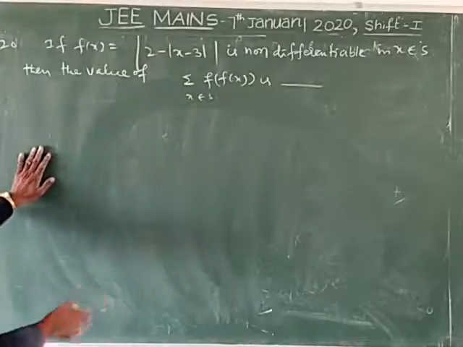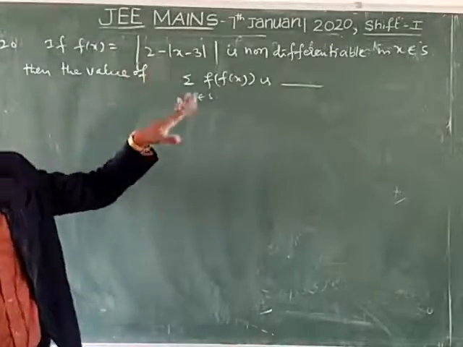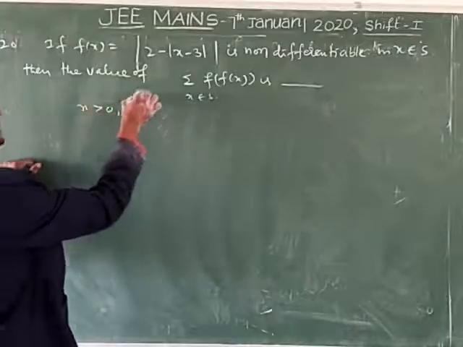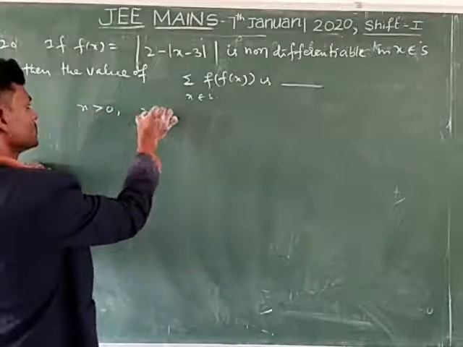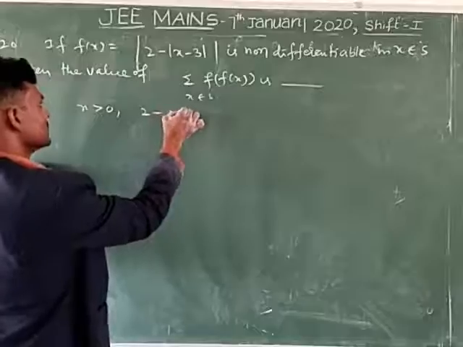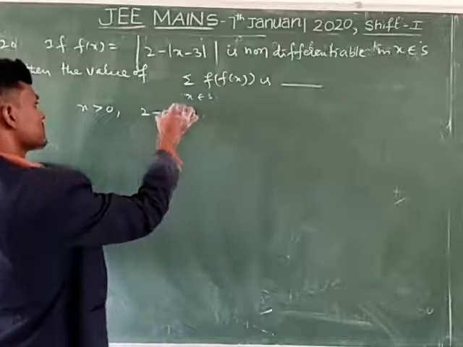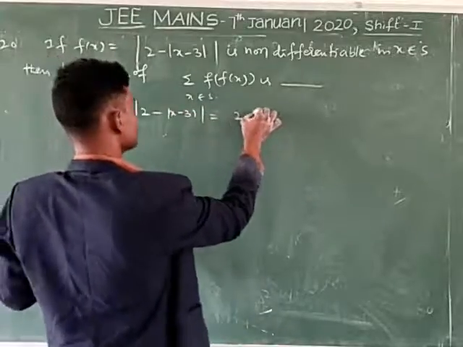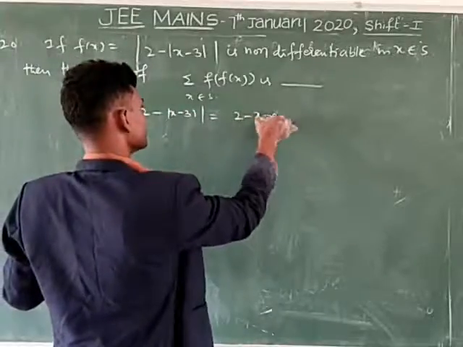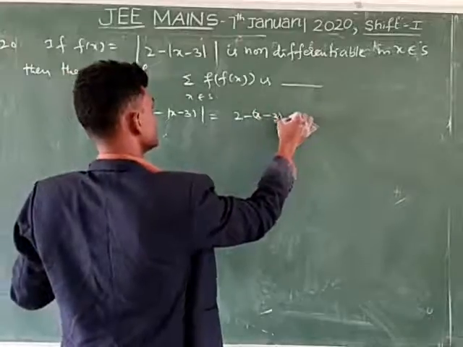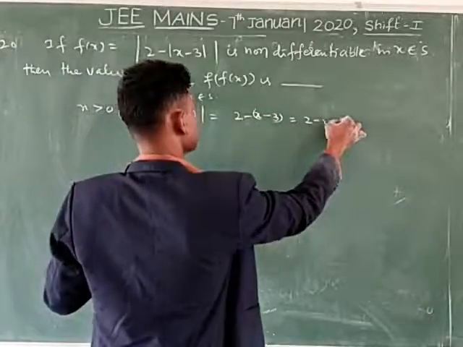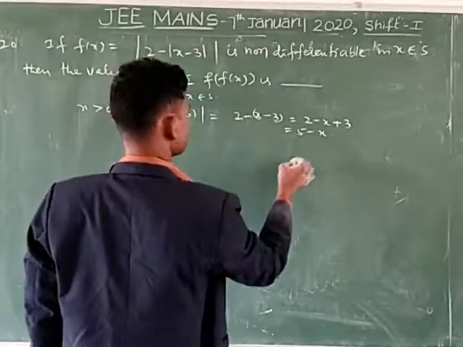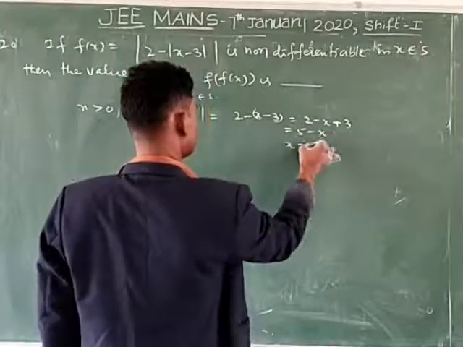See here, modulus function is given, so you have to take two cases, one is greater than, one is less than. Here x is greater than 0, so modulus of 2 minus x minus 3 is equal to 2 minus x plus 3. Then here 5 minus x. 5 minus x is equal to 0, so x is equal to 5.